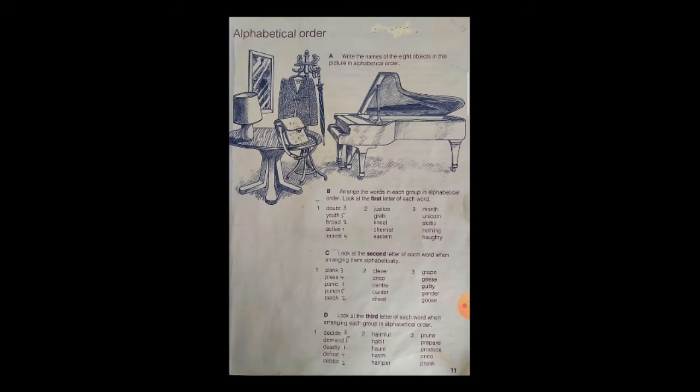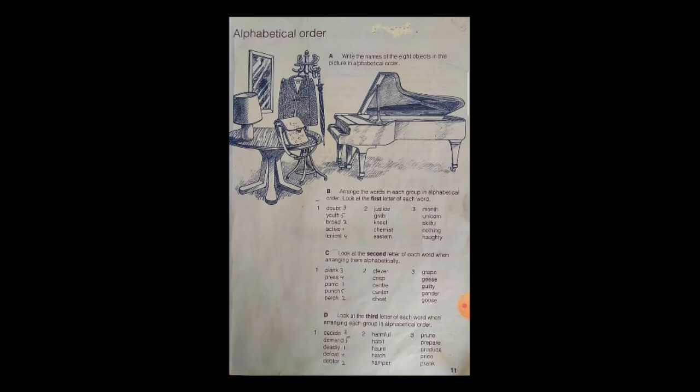Now look at page number 11, exercise A. Write the names of the 8 objects in this picture in alphabetical order. Just look at the picture and write down the names according to the picture. For example, we have a picture like bag, coat, lamp, mirror, piano, table. So write down these words in the copy.